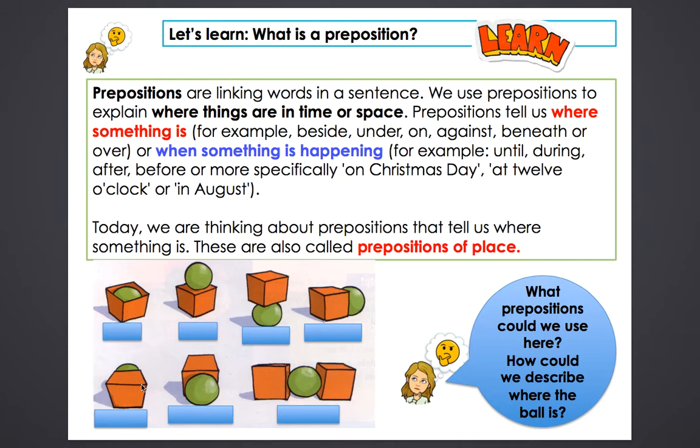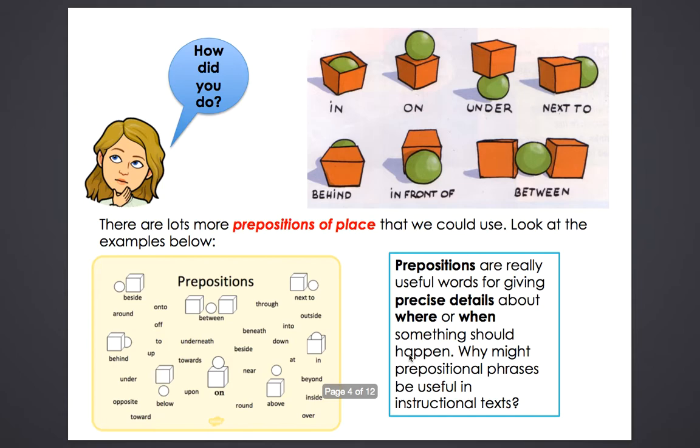So if you have a little look at this picture here, what prepositions could we use here? How would we describe where the ball is? So pause the video and have a think. Brilliant. What did you come up with? We've got in, on, under or underneath, next to, behind, in front of, or in between.